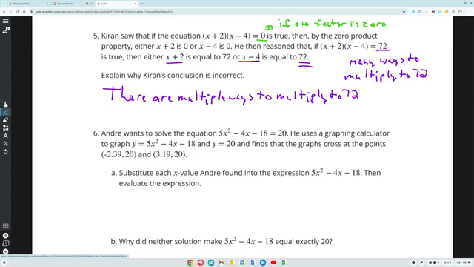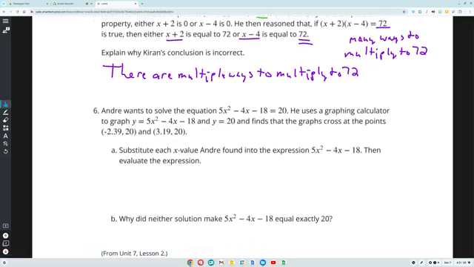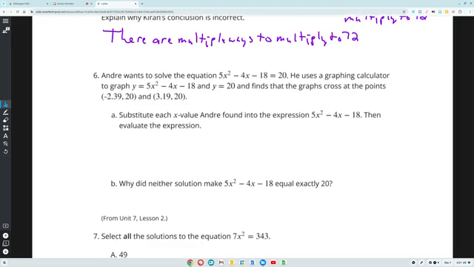Problem 6. Andre wants to solve the equation 5x squared minus 4x minus 18 equals 20. He used a graphing calculator to graph y equals 5x squared minus 4x minus 18 and y equals 20. It finds that the graphs cross at the points negative 2.39, 20 and 3.19, 20. Substitute each x value Andre found into the expression, and then evaluate the expression.